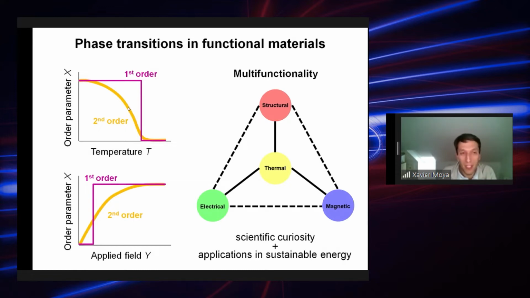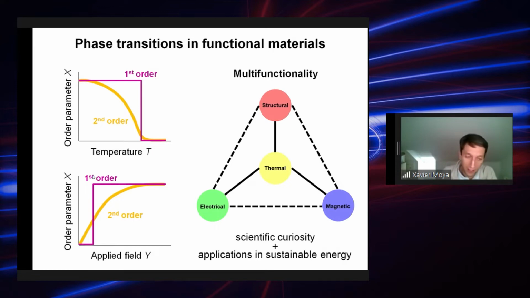temperature range. You can make these changes in the order parameter using temperature, and more interestingly, you can also control these changes with an external field. In that case, what you look at is a plot like this one here on the bottom left, where you have order parameter X as a function of applied field. So for instance, if X is magnetization, Y will be magnetic field. And if X is polarization, Y will be electric field. And again, you can then control the order parameter.